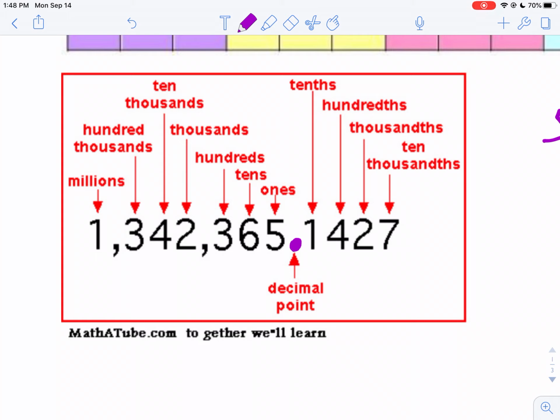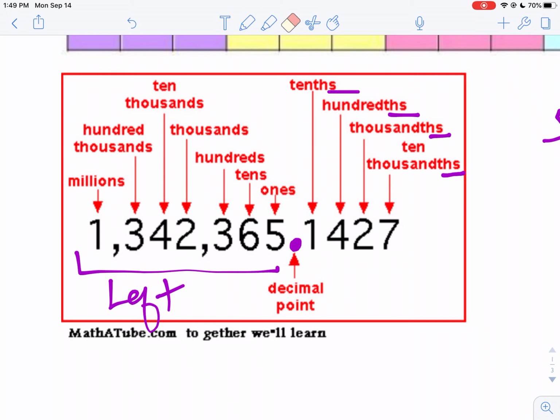Notice that all the place values after the decimal point have a TH ending. These are numbers that are smaller than 1. Now all the numbers to the left of the decimal point are all the numbers that are bigger than 1, okay? So you have 5, which is in the ones place, 6, which is in the tens place, 3, which is in the hundreds place, 2 in the thousands place, 4 in the ten thousands place, 3 in the hundred thousands place, and 1 in the millions place.